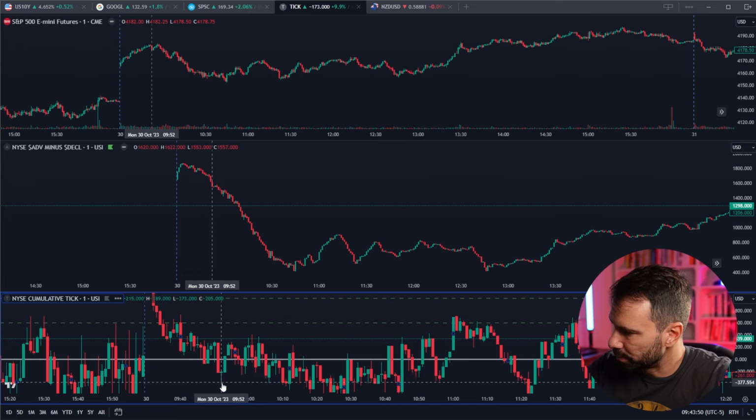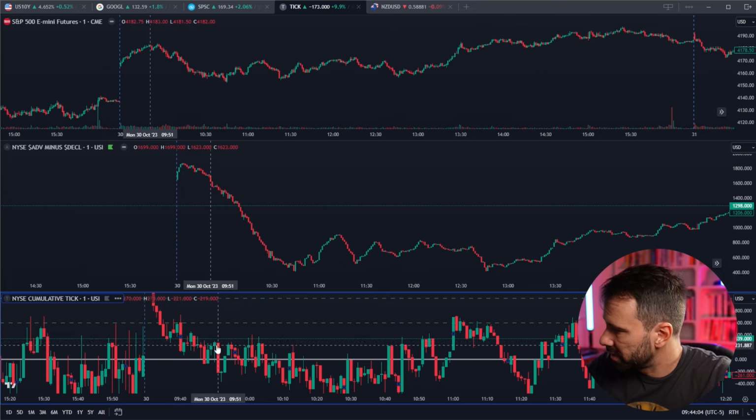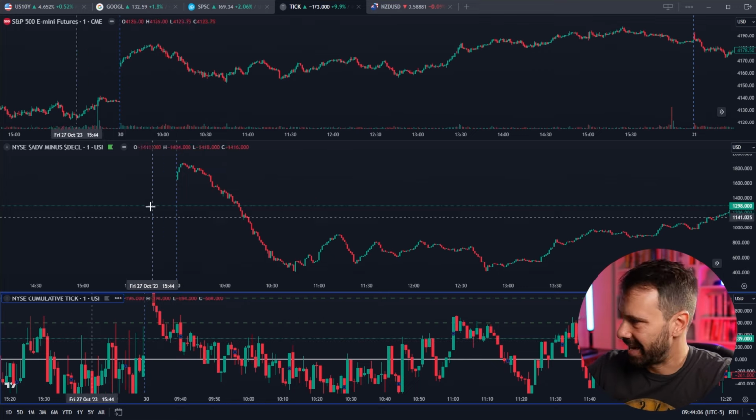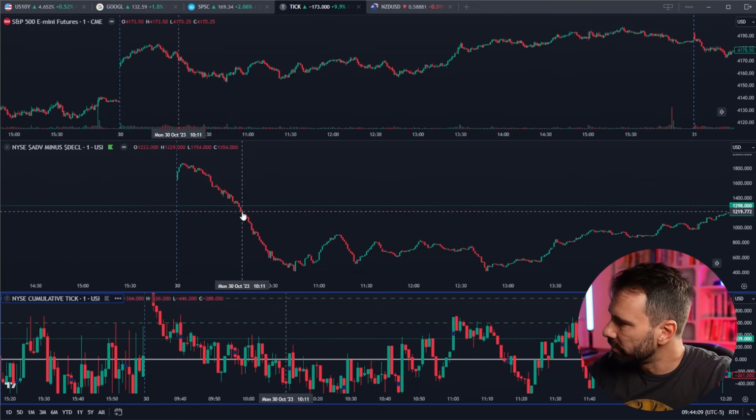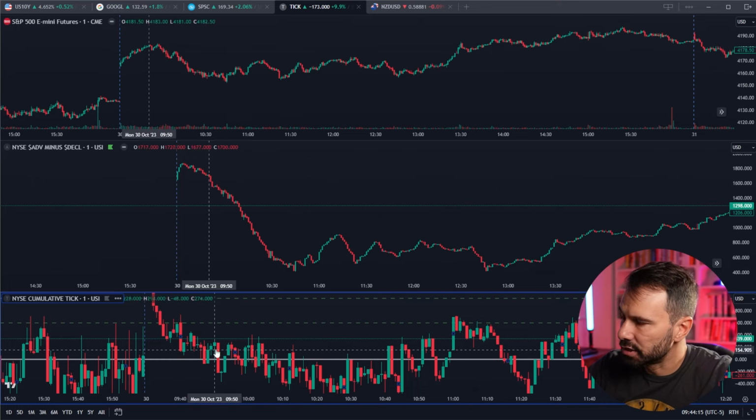When the tick goes below zero is when the bid is being taken, when sellers are selling at the bid. Okay, so that is one of the principles of my trading system. I need the internals aligned. Now the advanced decline is dropping in a very good manner, right? But the tick chart is not ready yet.